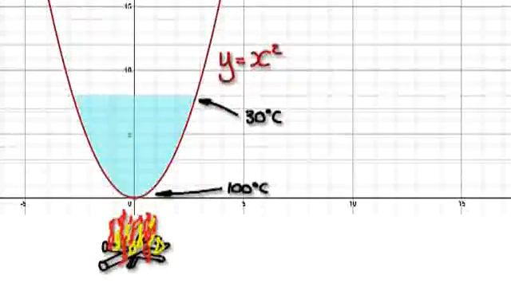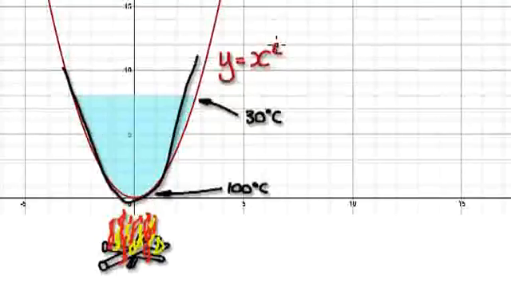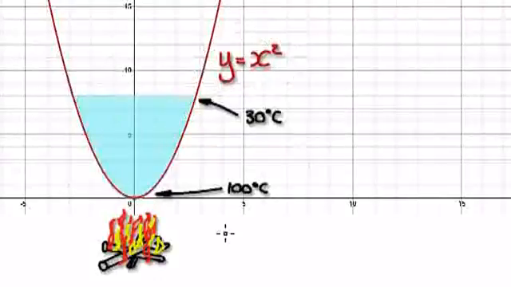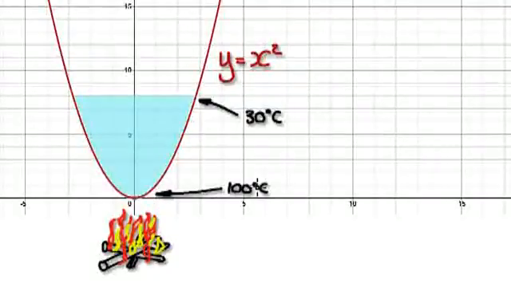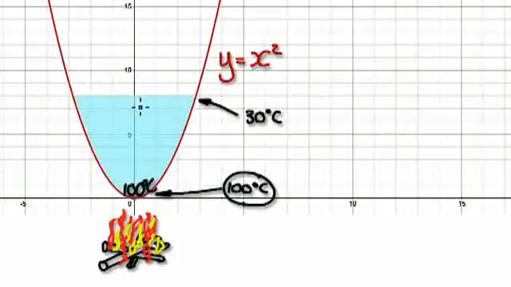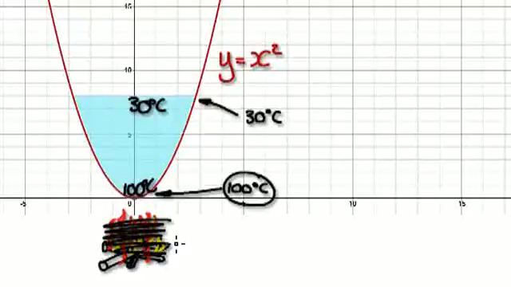Okay, let's give you guys some more practice. So as usual, I'm heating up some water in this weird looking pot here, and currently the temperature down here is at 100 degrees Celsius, and the temperature here is 30 degrees Celsius. So now I'm going to put out the fire. So currently it is 100 degrees Celsius down here. It is 30 degrees Celsius up here.